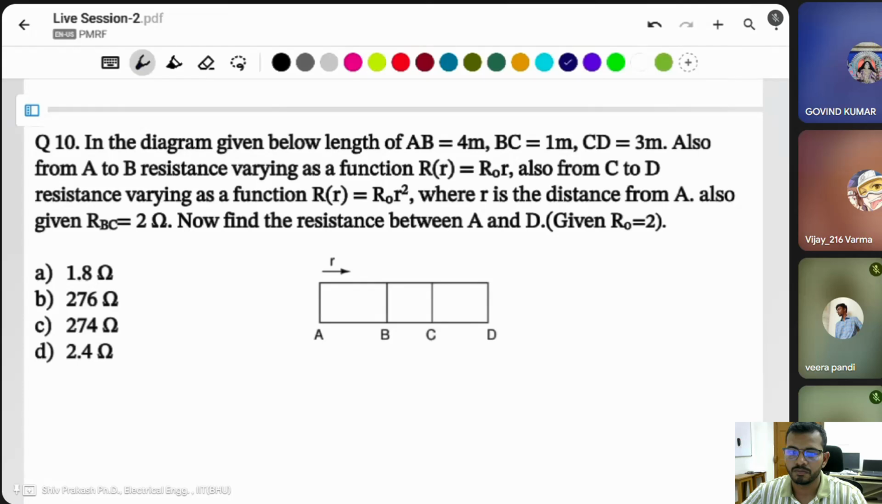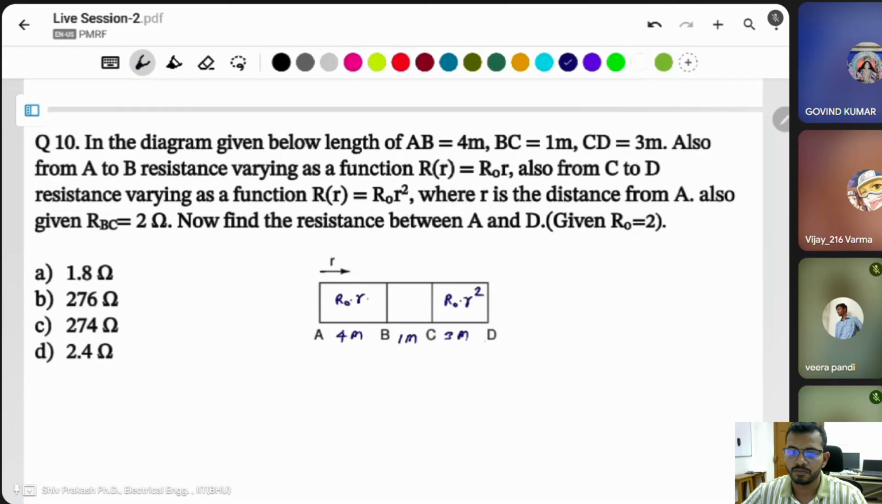In the diagram given below, length of AB is equal to 4 meter, BC is 1 meter, and CD is 3 meter. The lengths are given: this one is 4 meter, this one 1 meter, this one 3 meter. Also, from A to B, resistance is varying as a function of r, R is equal to R naught into r. Also from C to D, resistance varies as R naught into r square.